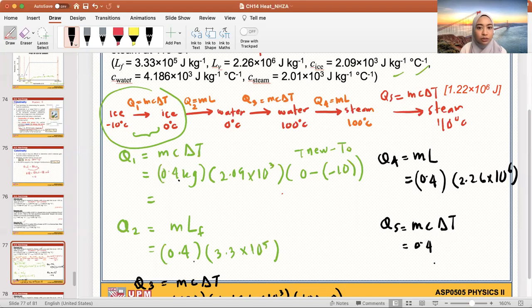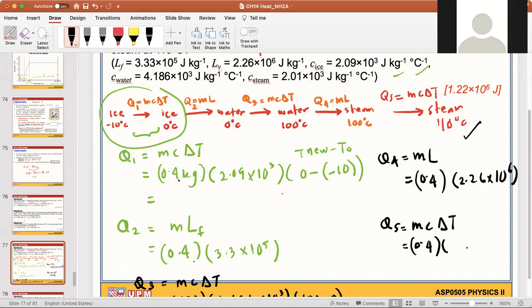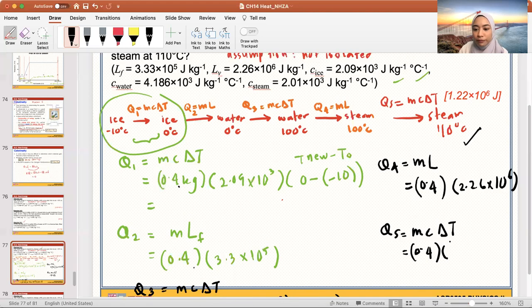What is my c that I should use here? c of steam. Okay, it's easy now, right? The thing that makes it easy, I think, is drawing this diagram first and labeling Q1, Q2, Q3. Then plug in the numbers. If you want to avoid confusion, please follow these steps. So 0.4, c of steam is 2.01 times 10 to the 3.